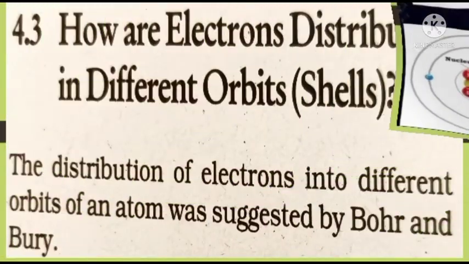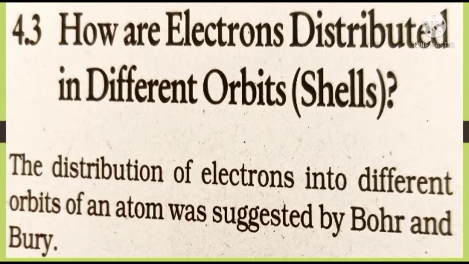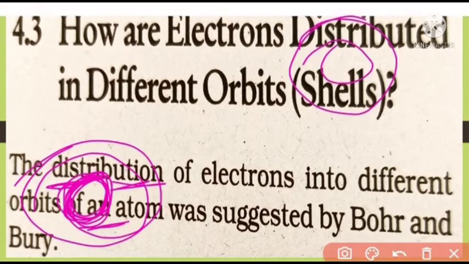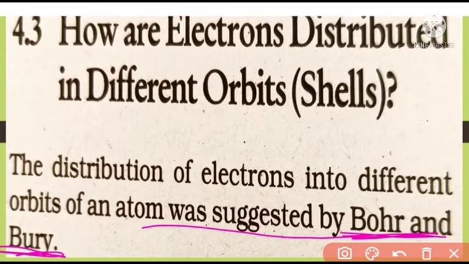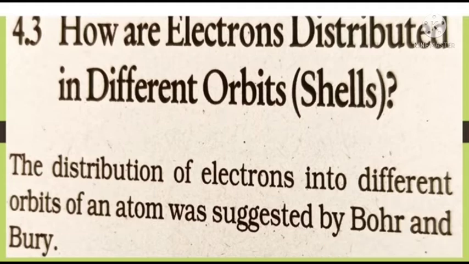Next we are discussing how electrons are distributed in different orbits. It is very simple. The distribution of electrons in different orbits or valence shells was suggested by Niels Bohr and Bury. They provided the electron distribution model, which follows the electron arrangement in different shells.